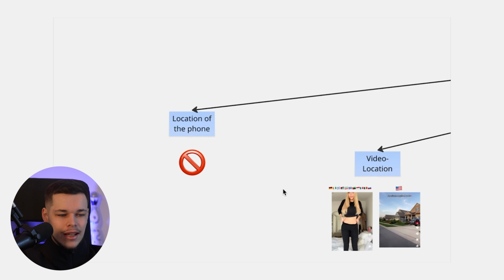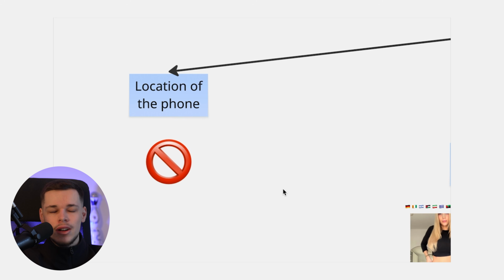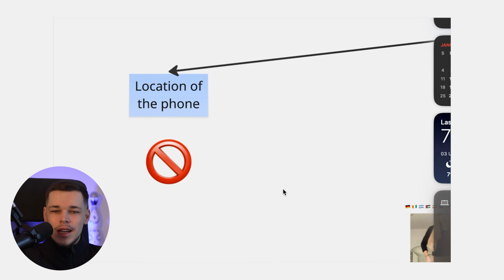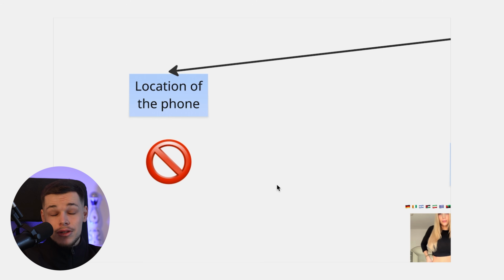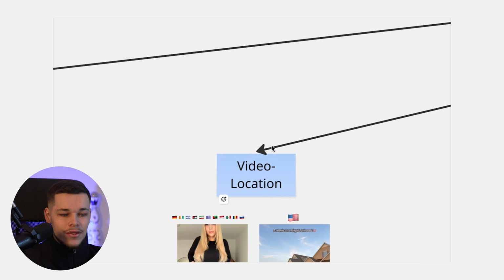Now, first of all, like I already said, location of the phone doesn't matter. It's irrelevant, all right? Stop trying to set up an NSA-level setup to make Instagram think you're in America, because it doesn't work, right? There's American citizens doing content for Chinese people and there's Germans making content for American people. That wouldn't work if that was the case, right? So location of the phone, scratch that out of your mind, is literally not relevant. What is relevant is the video location.